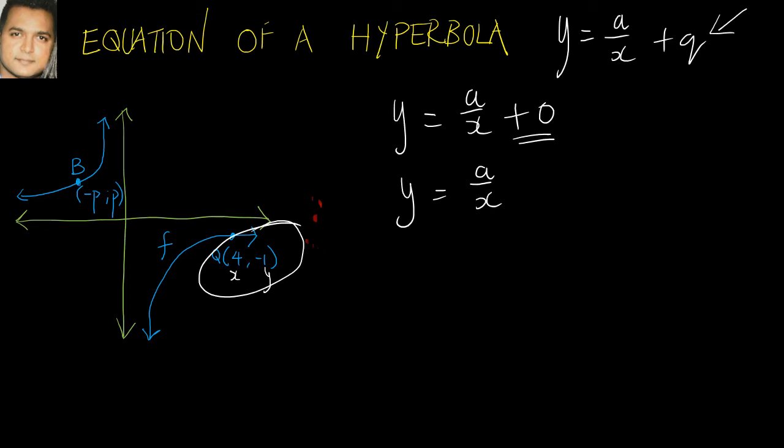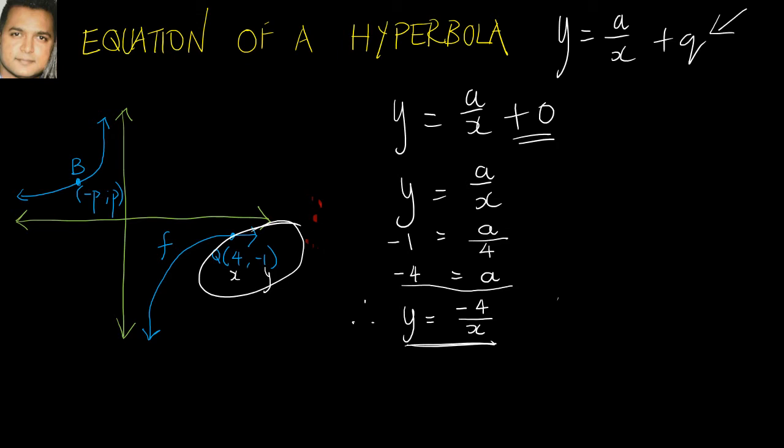So the y value will be minus 1 is equal to a over, and my x value will be 4. So multiplying that through, remember I'll multiply both sides by 4, I should have minus 4 is equal to a. So my equation of my hyperbola will be y is equal to minus 4 over x. Now I don't have to show the plus 0.